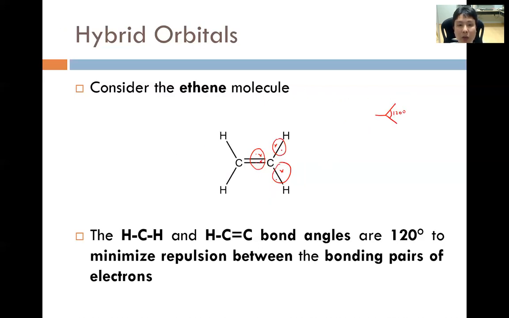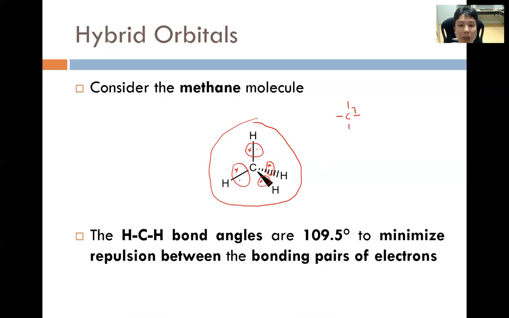Why are we talking about the methane molecule? The reason is because we want to introduce the concept of hybrid orbitals.